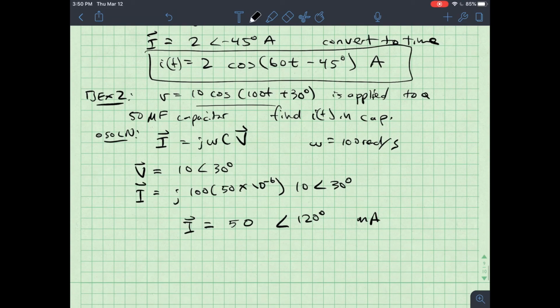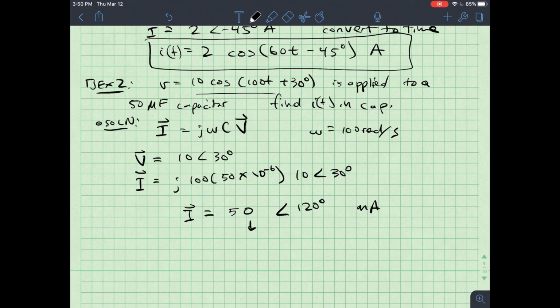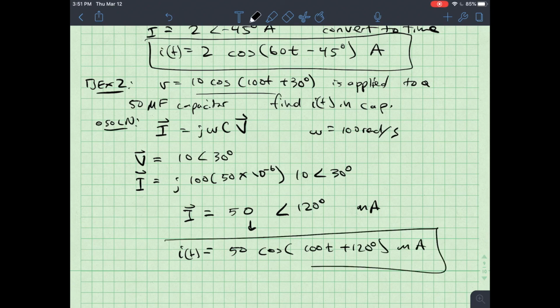And then the last step is to convert to the time domain. So i(t) is equal to 50 cosine of 100t plus 120 degrees milliamps. And I'm done with that example.